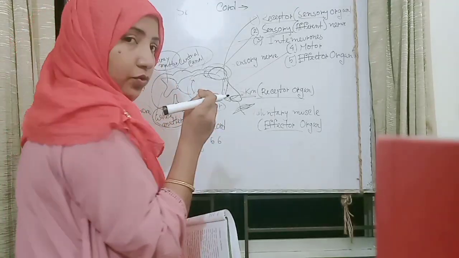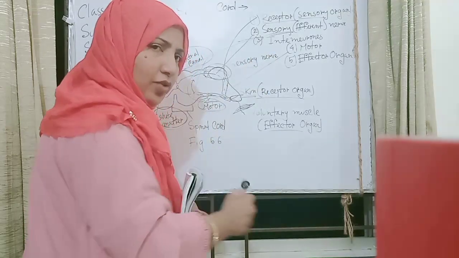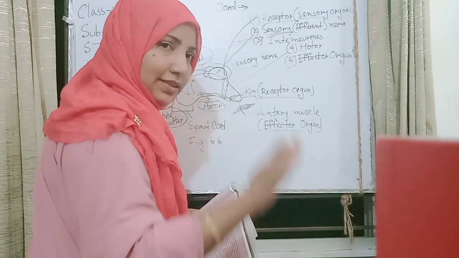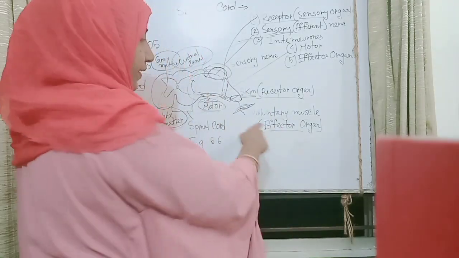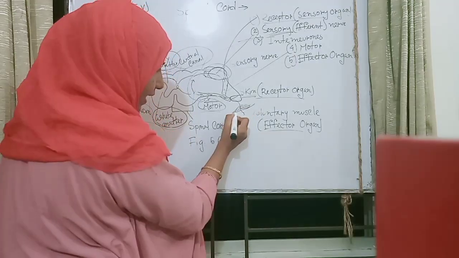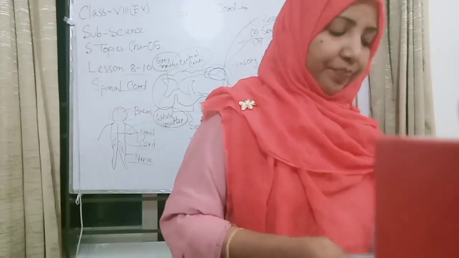Voluntary muscles, my dear students, have you any idea? In class 7, we explained the involuntary muscles, cardiac muscles, and voluntary muscles. Yes, this structure is the muscles I have just drawn. It is the voluntary muscles, or the effector organ.